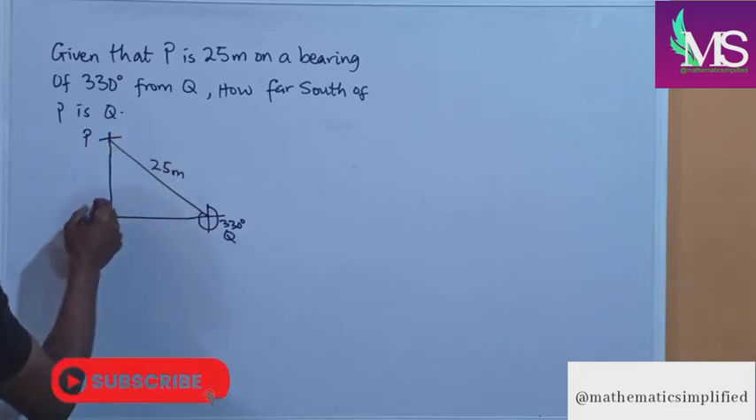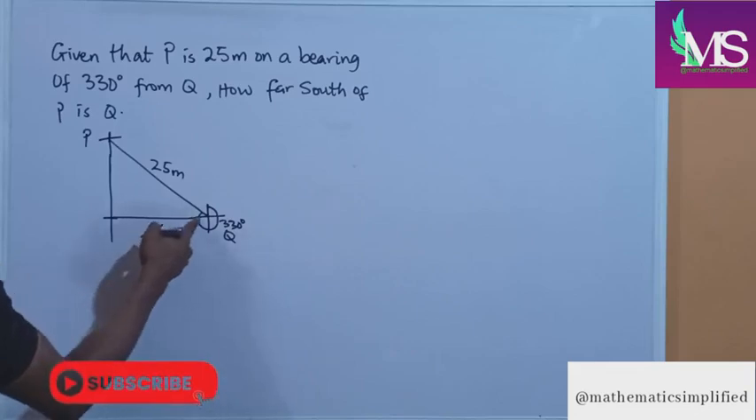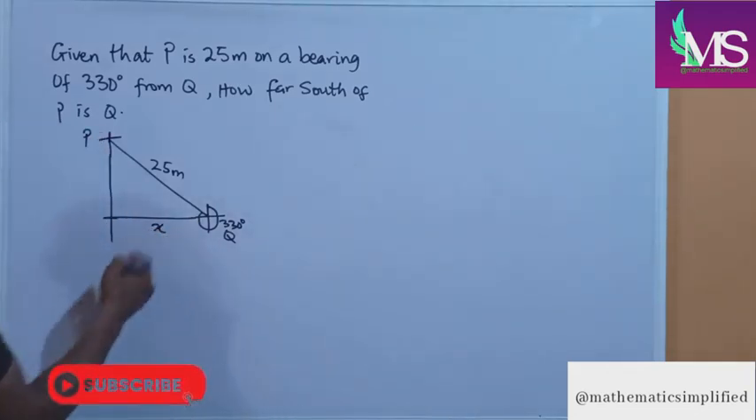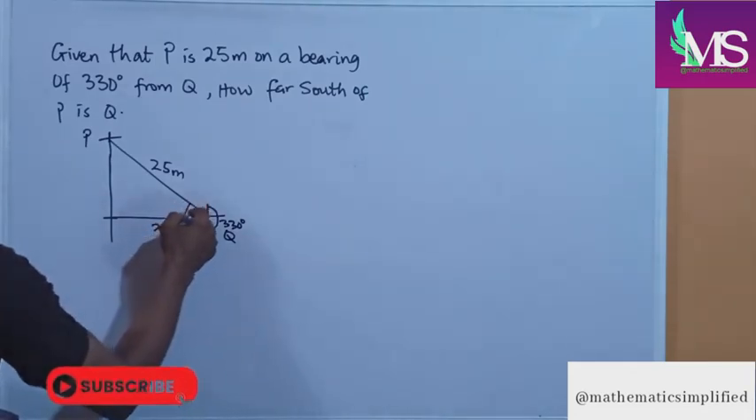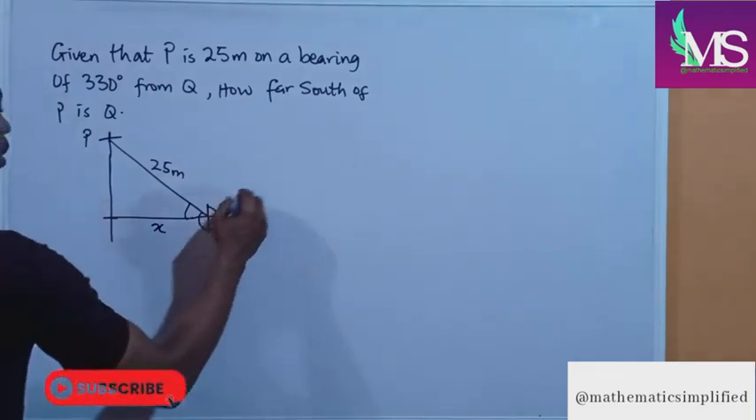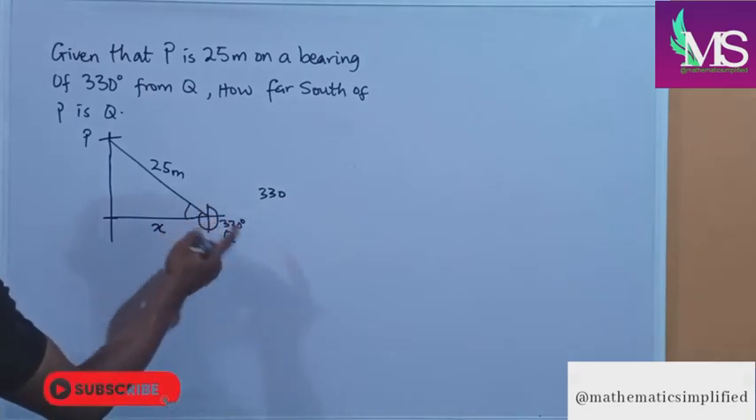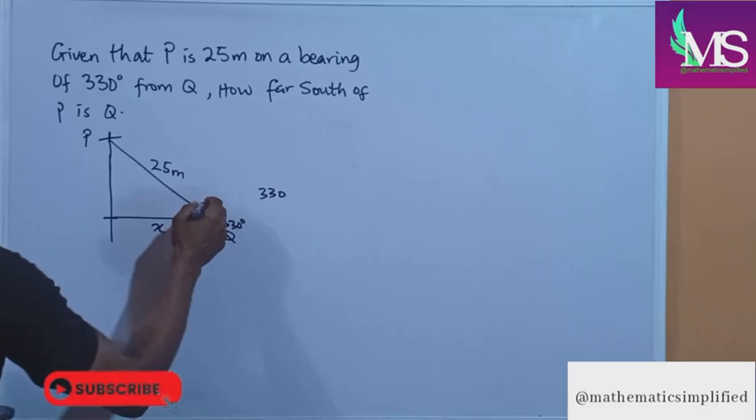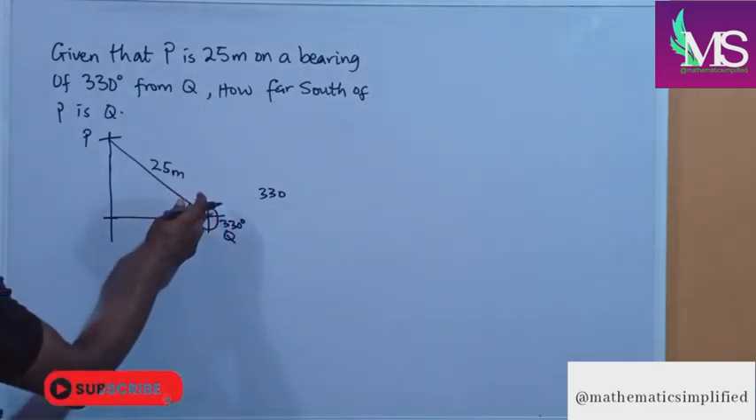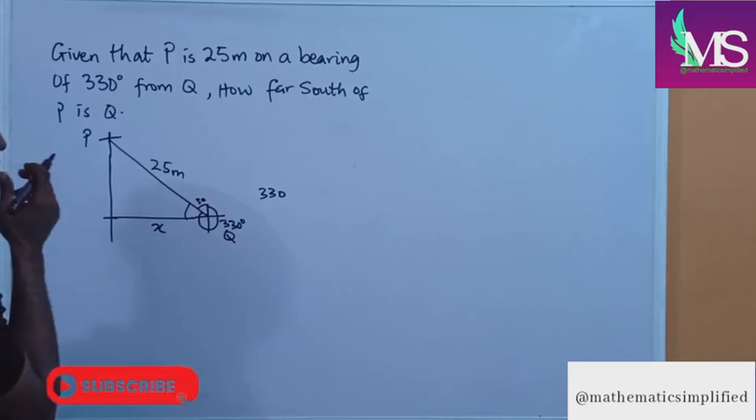How far south is X. How far south of P is Q. So with this, we can calculate this angle. What would this angle be? Okay, knowing that this is 330, alright, total angle around a point is 360, right? So that means we have 30 left here, right? So if 30 degrees is left here, because 30 plus 330 will make a complete 360, okay?